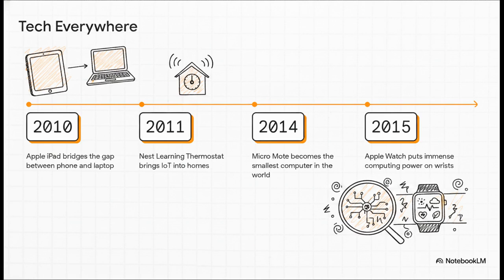In 2011, the Nest Learning Thermostat brings the Internet of Things into our homes, actually allowing our climate control to learn our habits. By 2014, researchers developed the microscopic micromote. And in 2015, the Apple Watch puts immense computing power directly onto our wrists, complete with health and environmental sensors.